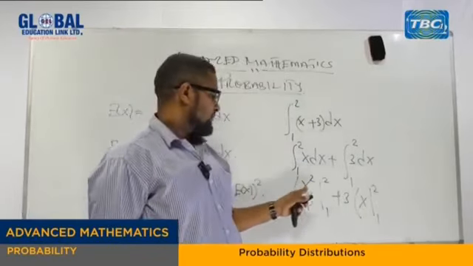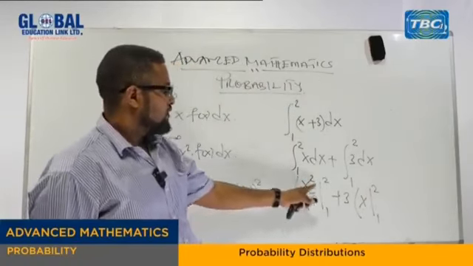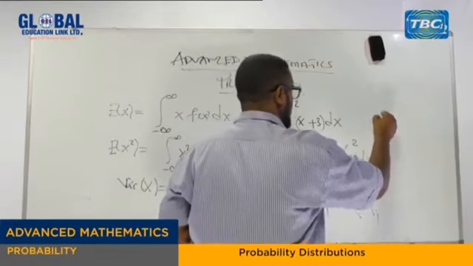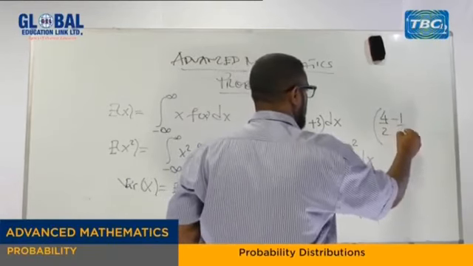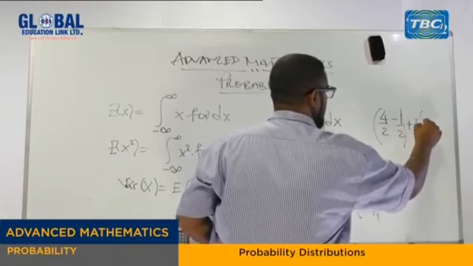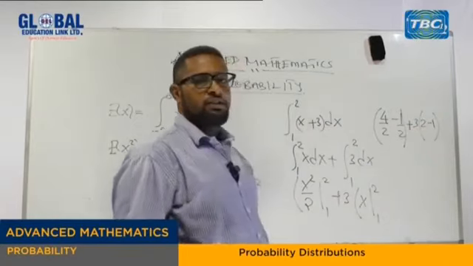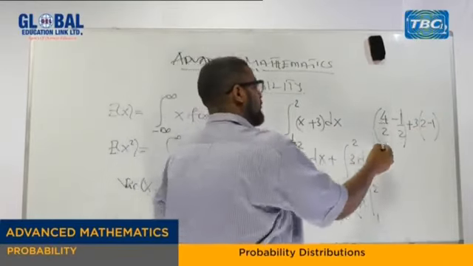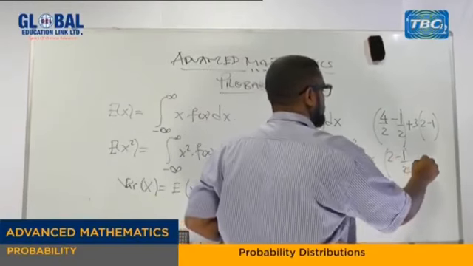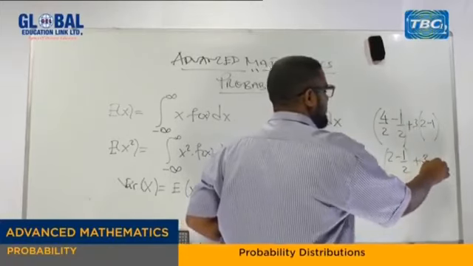After that, now the time is for substitution. When you put x here, which is 2, it will be 4 over 2 minus 1 over 2 plus 3 times the bracket of 2 minus 1. Thereafter, it's time now to simplify. So 4 over 2 is 2, minus 1 over 2, plus 2 minus 1 is just 1, times 3 is equal to 3.